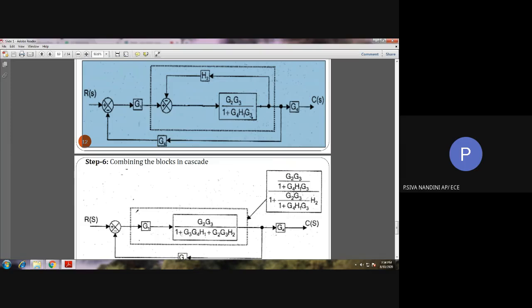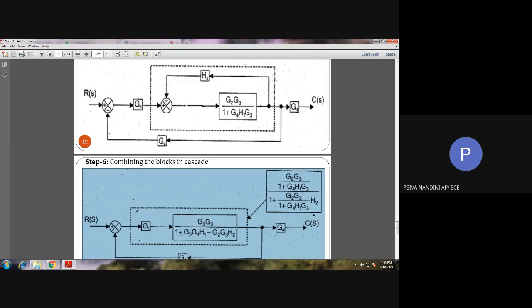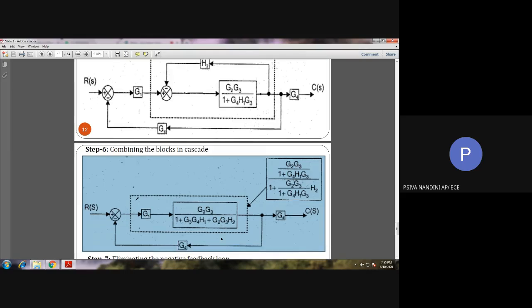So instead of G, here we are having G2 G3 by 1 plus G4 H1 G3. Instead of H, we are having H2. See here, we have substituted those values in the negative feedback loop reduction formula. We have obtained this equation. See here, by taking LCM in the denominator, we can cancel this term 1 plus G4 H1 G3 in both numerator and denominator, and the rest of the equation is shown in step number 6 after simplifying this.